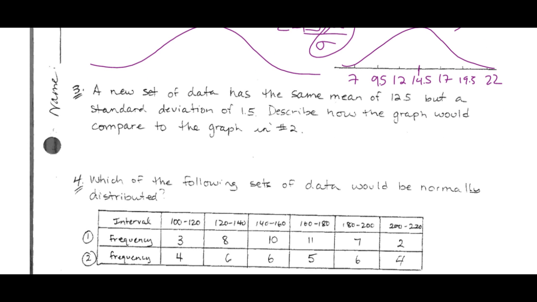Okay, a new set of data has the same mean of 12.5 but a standard deviation of 1.5. Describe how the graph would compare to the graph in number 2. So, just describe it in words. What would it look like? Okay, it's tighter to the mean.